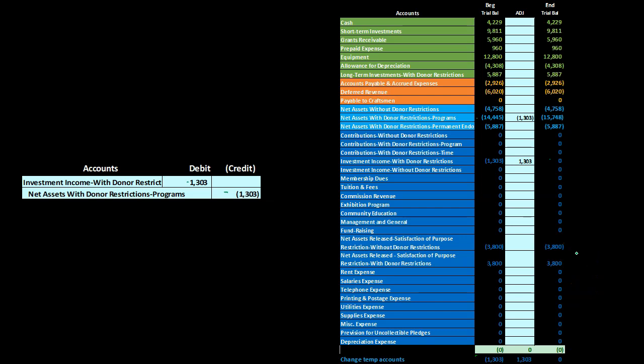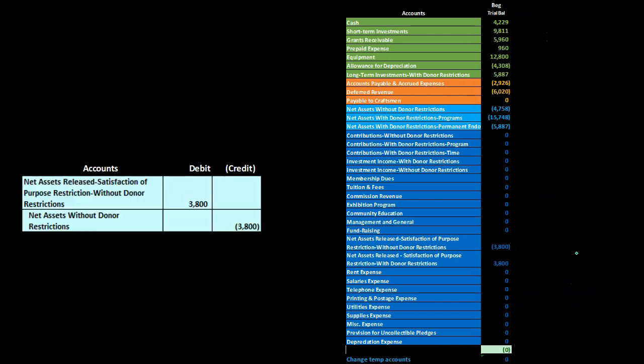Now we're only left with these two that we have to deal with. We'll deal with them in two separate transactions. Next transaction, you'll recall that these two accounts are those accounts that are transferring from something that has a restriction to something that does not have a restriction.